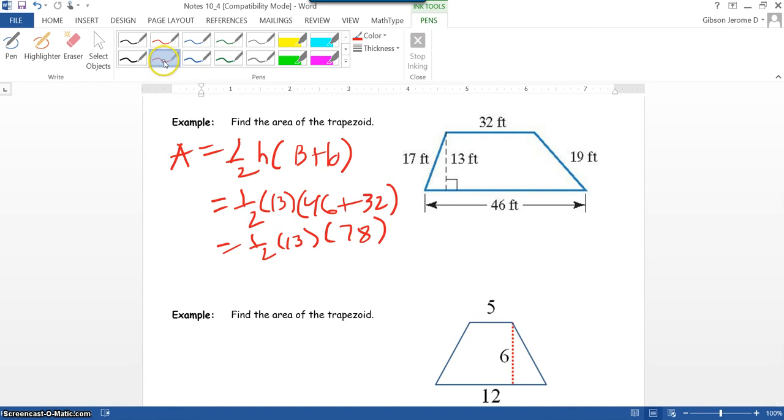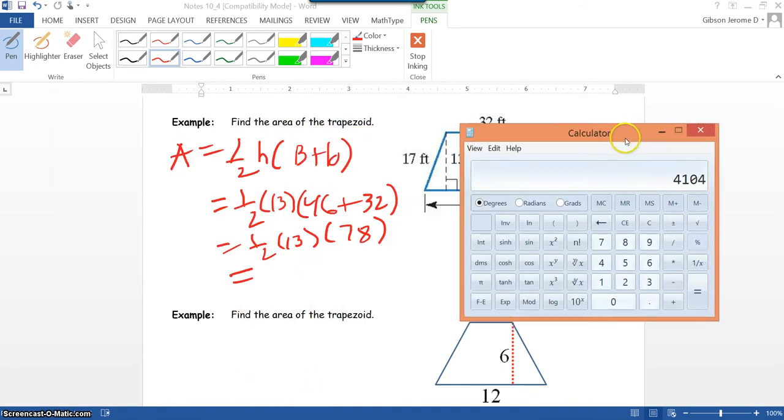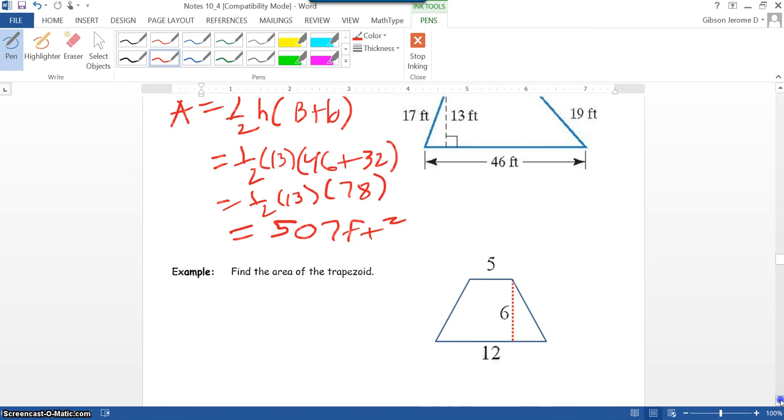Okay, class, picking up where we left off, we have 1/2 times 13 times 78, and we could put it in the calculator. So we will have, we know 1/2 is really 0.5 multiplied by 13 times 78. And that gives us 507. So our answer would be 507 square feet. And that is our final answer for that problem.